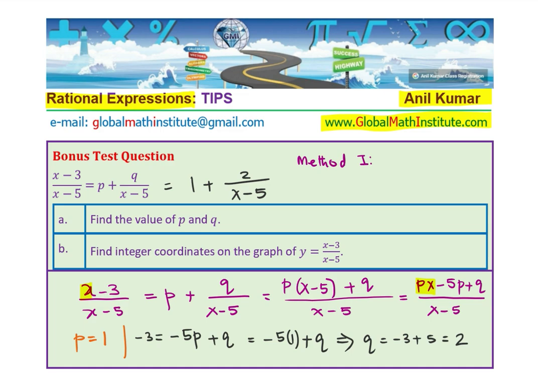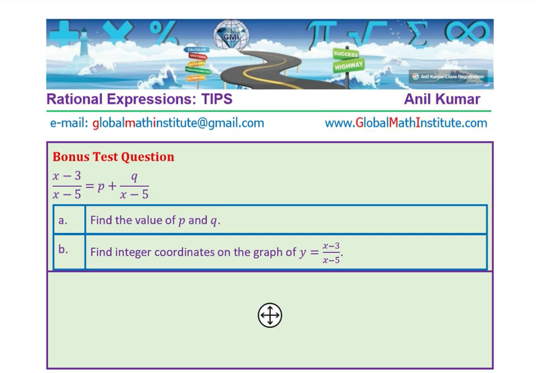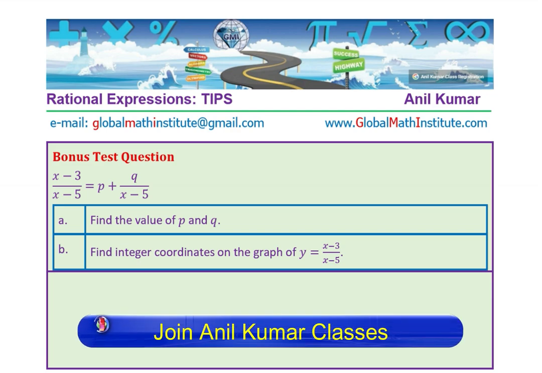Now let me show you the second method of doing it. There are many actually. You could simply divide (x minus 3) by (x minus 5) and get the result also, right? So we'll do that also. Okay, so here is your second method.